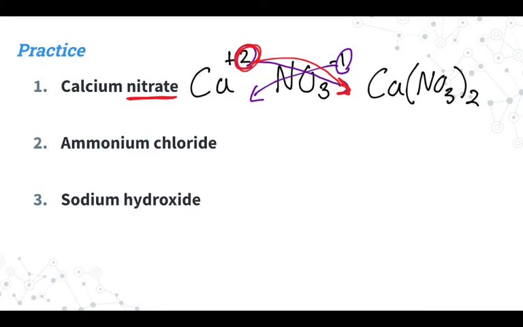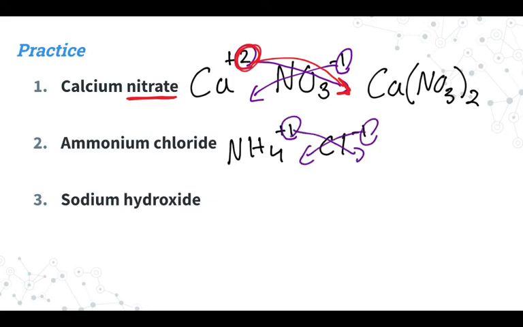Our ammonium chloride. Ammonium is kind of special as it is the only positive polyatomic that we have. Ammonium is NH4 with a +1 charge, and chloride, being chlorine, has a -1 charge. We'll cross those charges down, so what we get is NH4Cl.